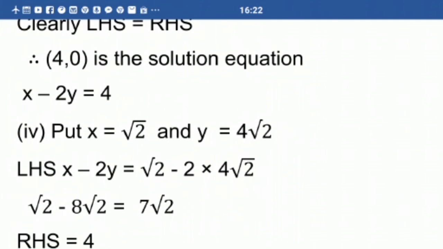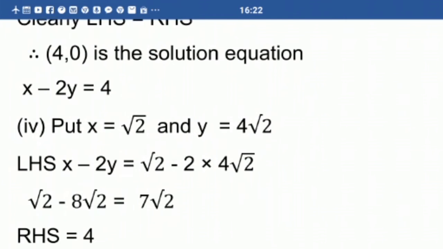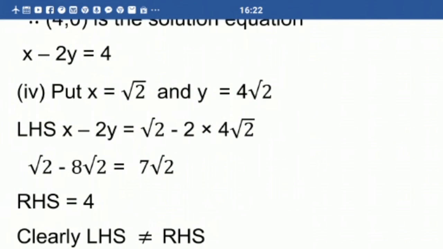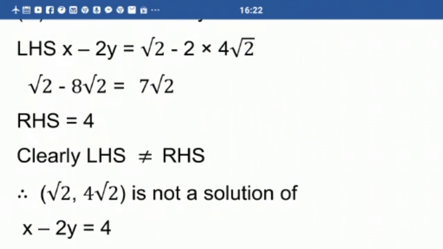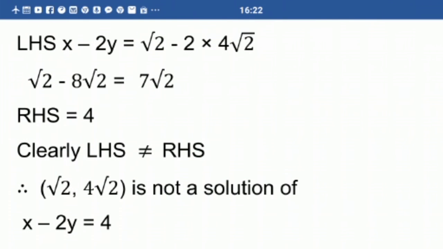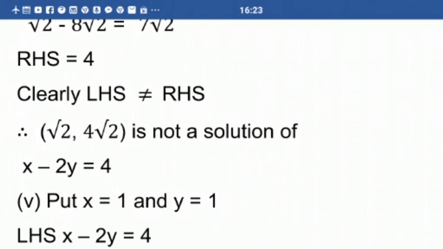Root 2 minus 8 root 2 is equal to minus 7 root 2. So LHS is minus 7 root 2, and RHS is what? 4. So clearly LHS is not equal to RHS. Therefore, (root 2, 4 root 2) is not a solution of x minus 2y is equal to 4.